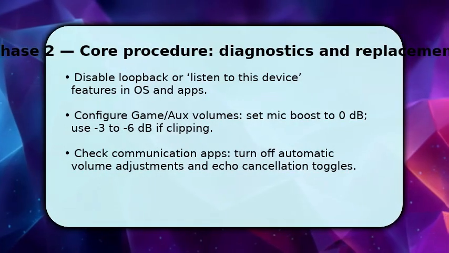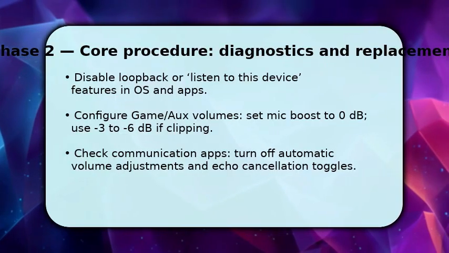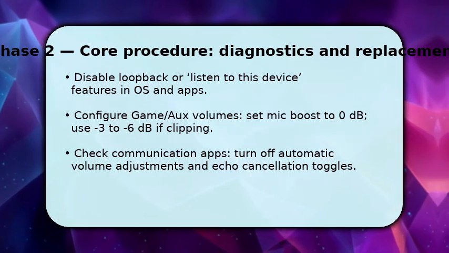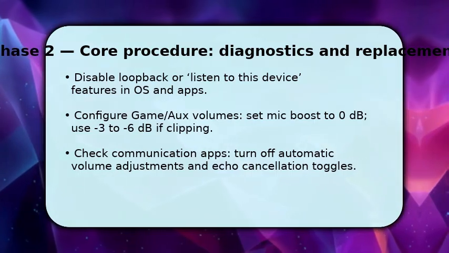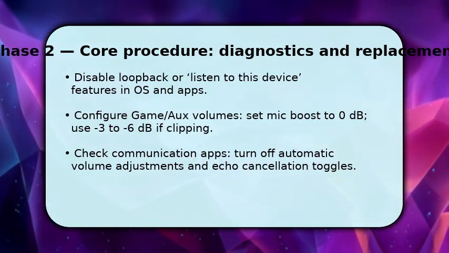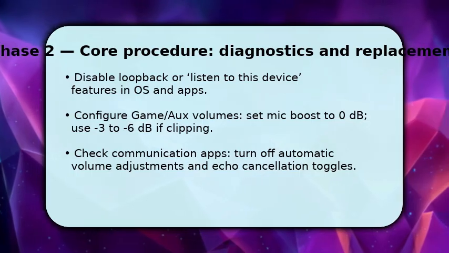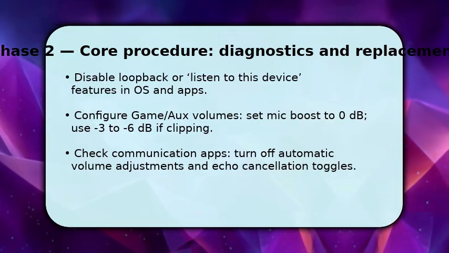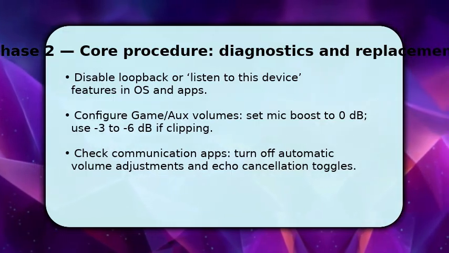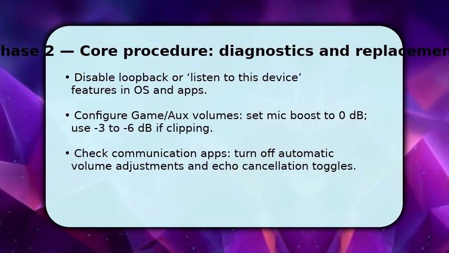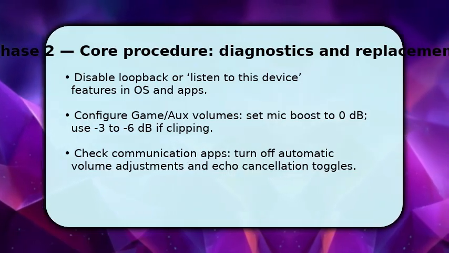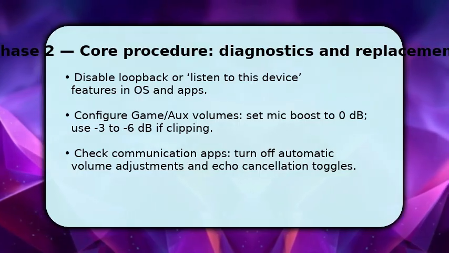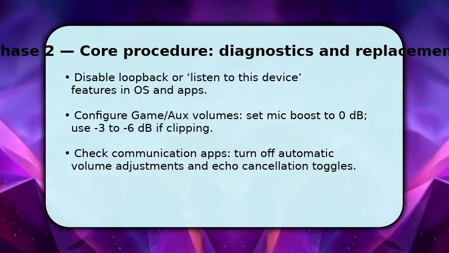Now you change how software handles the microphone. Open sound settings and explicitly turn off listen to this device and any loopback features. Those create the classic echo. In apps, reduce mic boost to 0 dB and lower gain until your waveform is clean. This prevents speaker audio leaking back through. Also, disable automatic volume adjustments in communication apps, then enable a proper echo cancellation if available. This reduces latency-caused repeats and clarifies your voice.